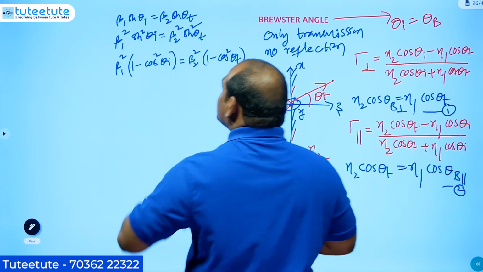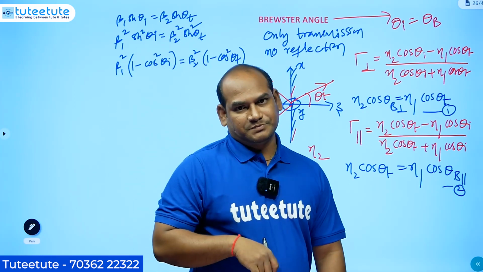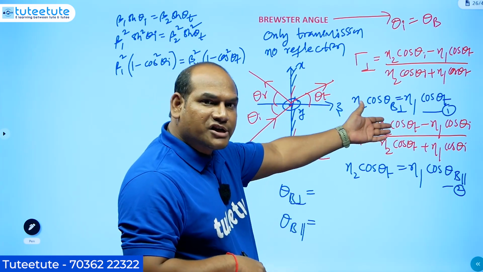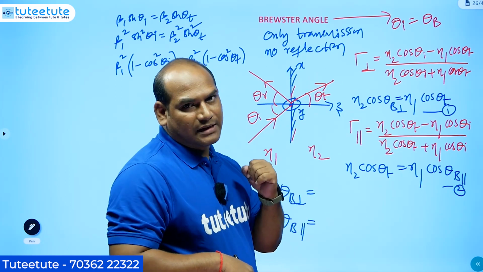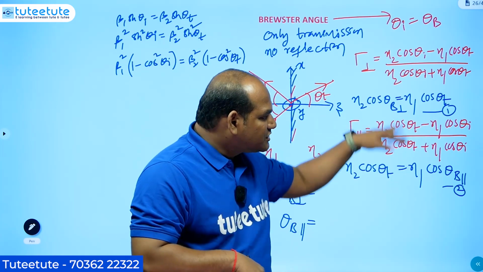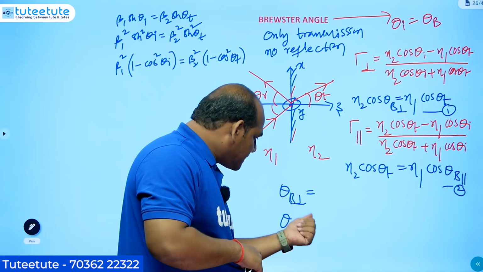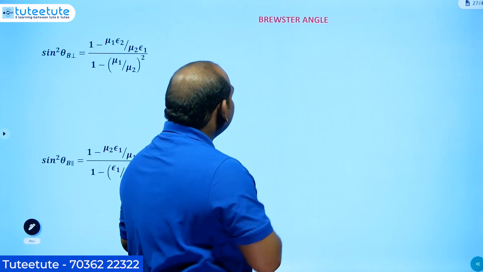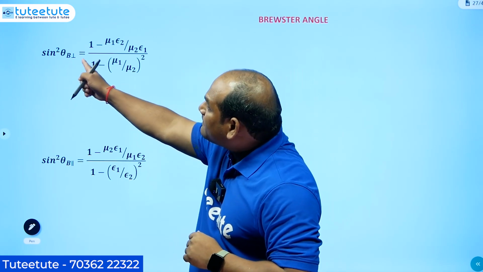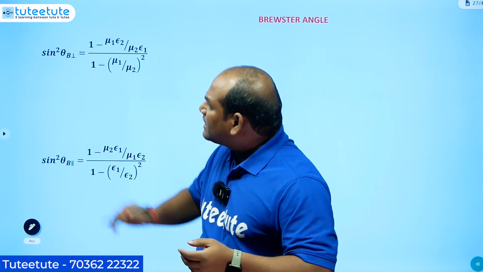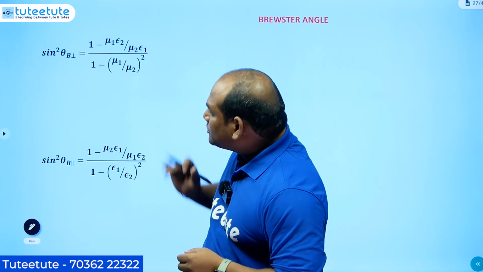But theta I, since we are working with the Brewster angle concept, you substitute theta b. If it is perpendicular polarization, you take theta b perpendicular. If it is parallel polarization, take theta b parallel. Accordingly, you can substitute in these two equations and you will get the equations for theta b perpendicular and theta b parallel. And those equations will be like this. Sin square theta b perpendicular is equal to, or you can write for sin also by taking root. These are the two equations you will get.